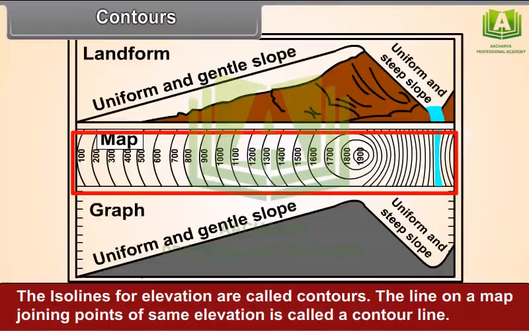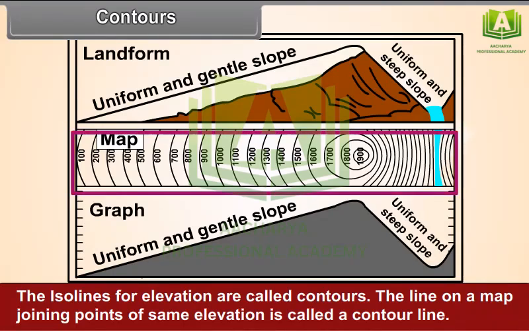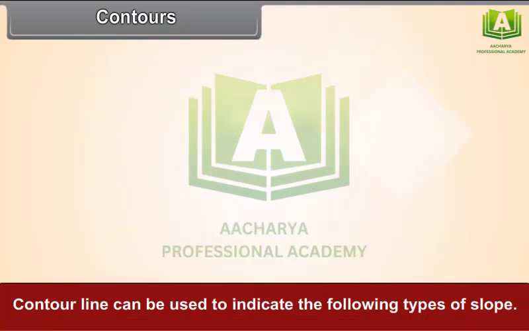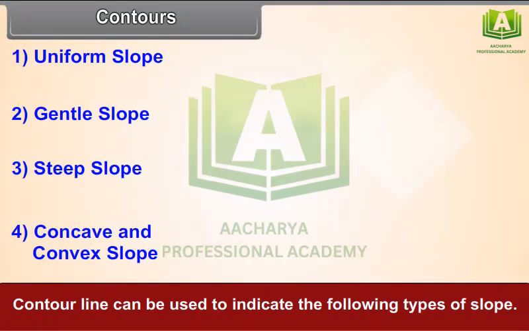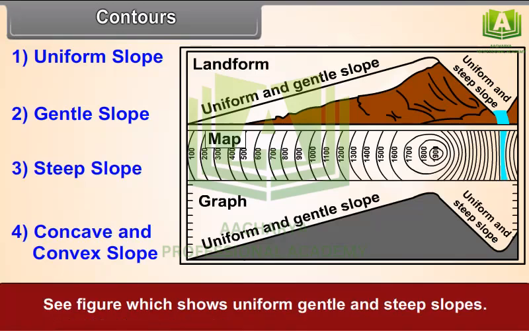Contours. The isolines for elevation are called contours. The line on a map joining points of same elevation is called a contour line. These lines collectively give an idea about the shape of a landform. They also give us an idea about the slope of the land. Contour lines can be used to indicate the following types of slope. Look at the figures to understand the types of slope when you read the matter given below. See figure 2.3, which shows uniform gentle and steep slopes.